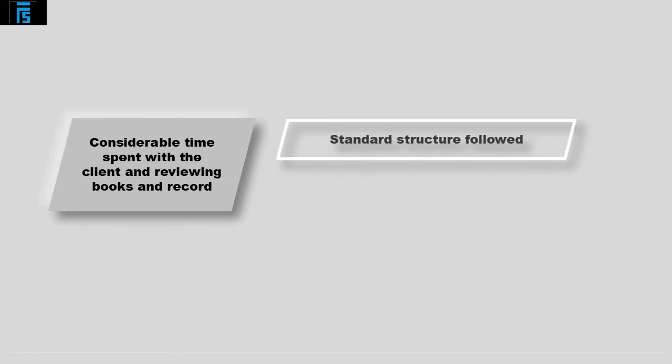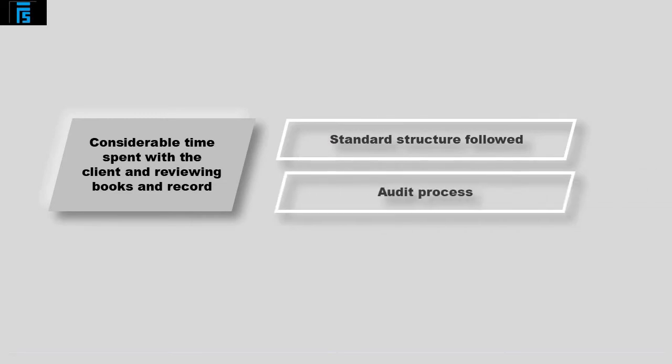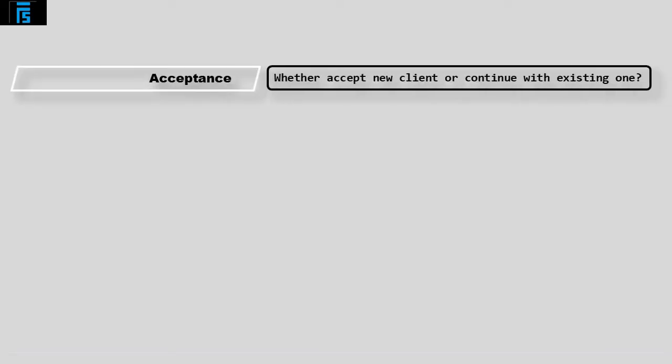For the auditor to form an independent opinion on the financial statements, there will be considerable time spent with the client and reviewing the books and records. To ensure the work is carried out properly, the audit has a standard structure. This audit process can be outlined as follows. Step 1. Acceptance. The auditors must consider before they begin the audit work whether they want to accept a new client or continue the audit for an existing one. They should identify if there are any factors which could cause the auditors problems when working with the client.